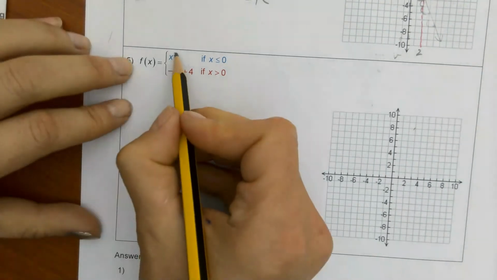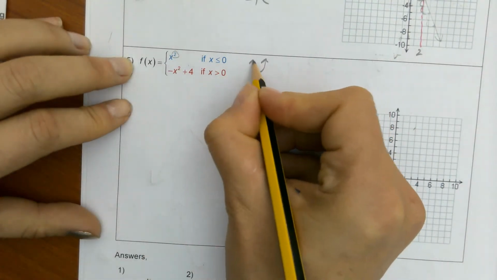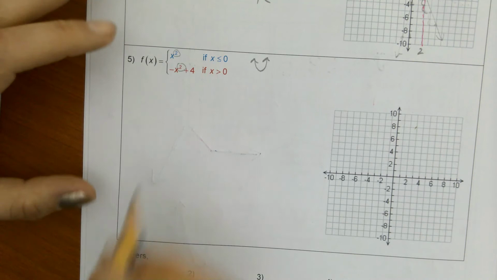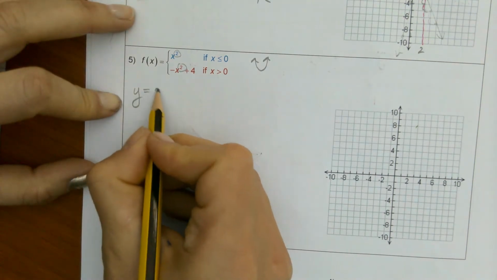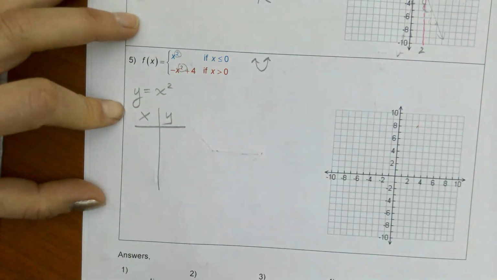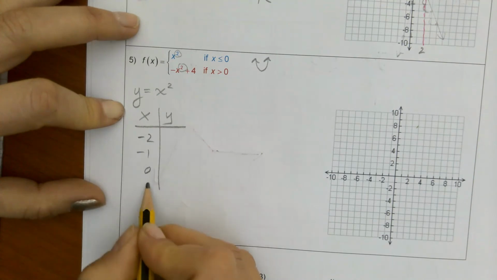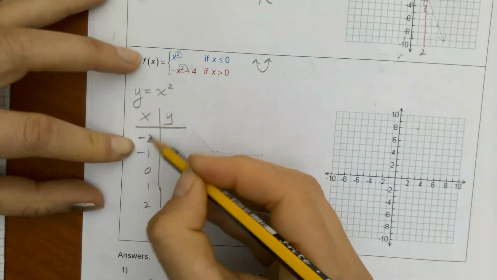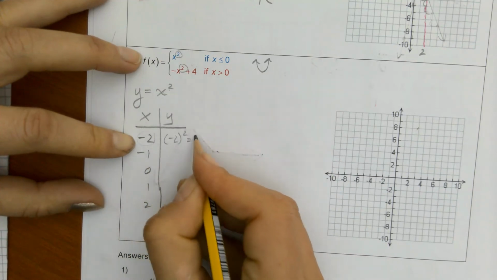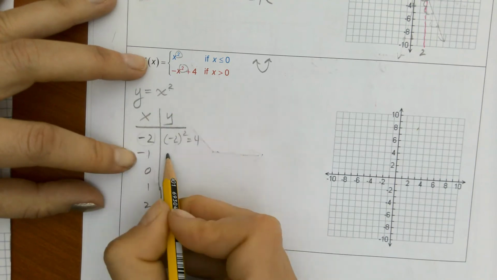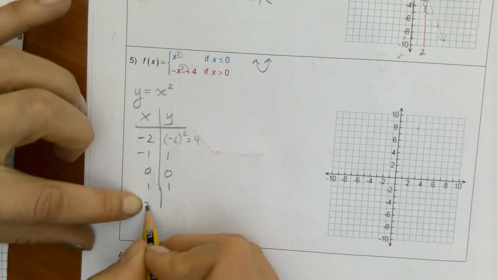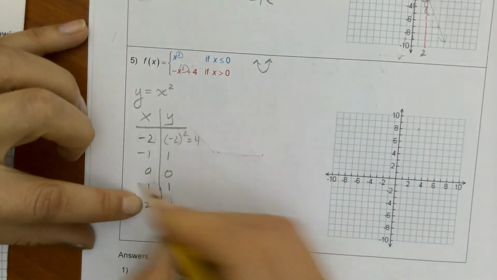Okay. Last one. Now I see squared. That means I'm going to think parabolas. This one's squared too. So they're both parabolas, which means I'm just going to do a table of values for each one. So the first one, y equals x squared. And because I'm just squaring stuff, I can just pick nice numbers. Easy, simple. Whatever number goes in here, it's just going to square it. So what's negative 2 squared? 4. What's negative 1 squared? 1. 0 squared? 0. 1 squared? 1. 2 squared? 4.